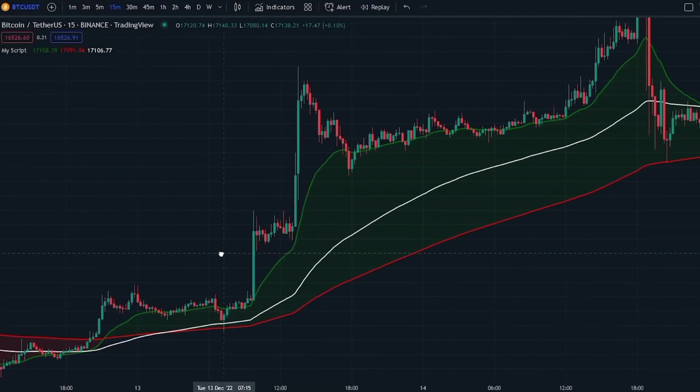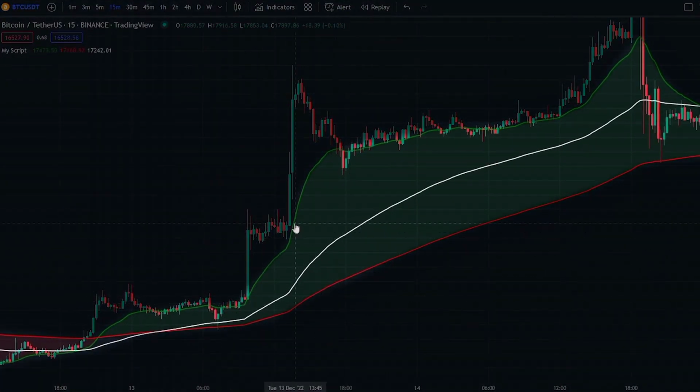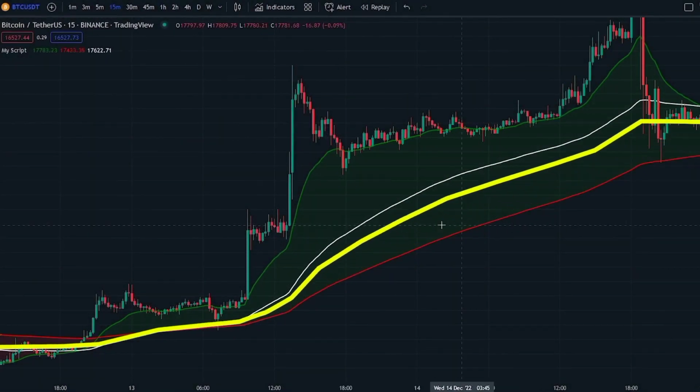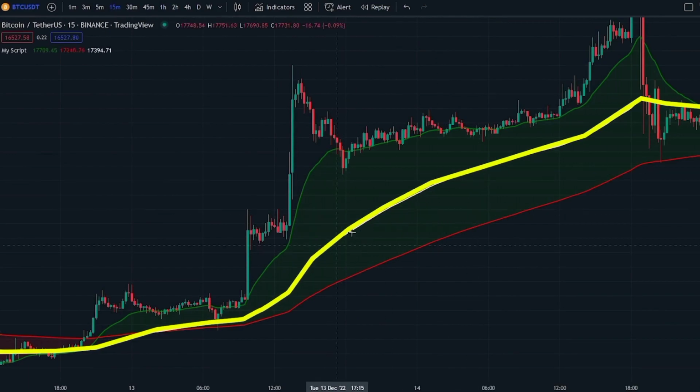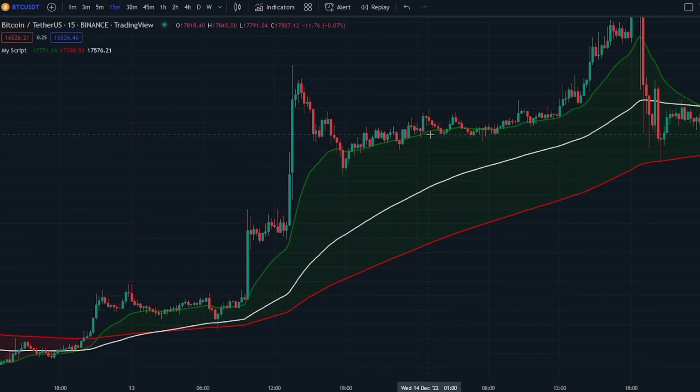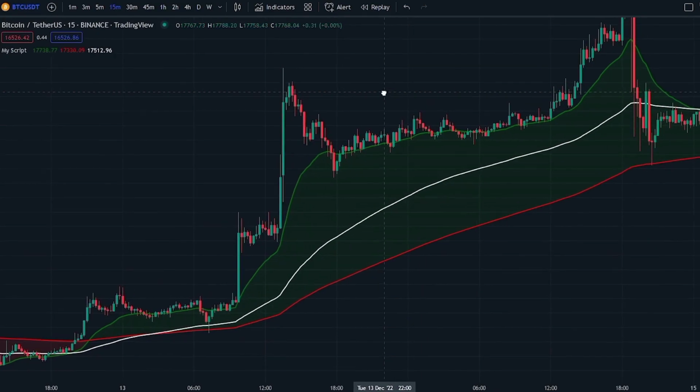The indicator consists of 3 exponential moving averages. The red line is the 200-period EMA, the white line is the 89-period EMA, and the green line is the 21-period EMA. In between these moving averages, a color is plotted to create a cloud. The main use of the indicator is to identify the trend of the market.